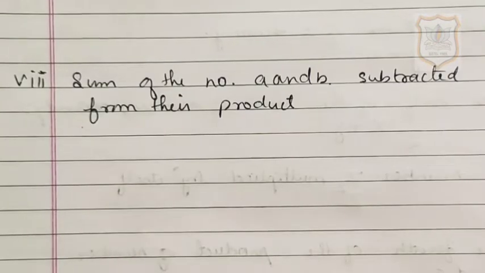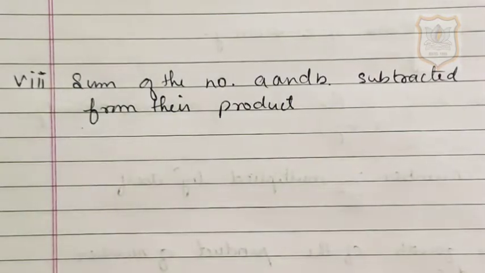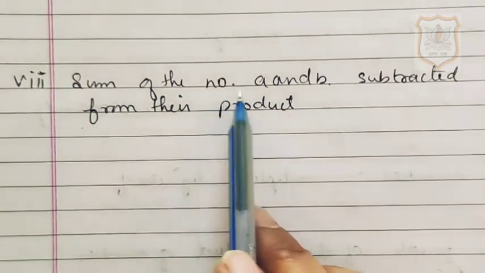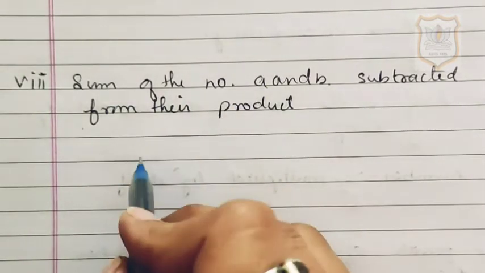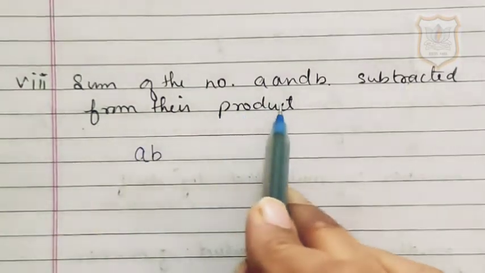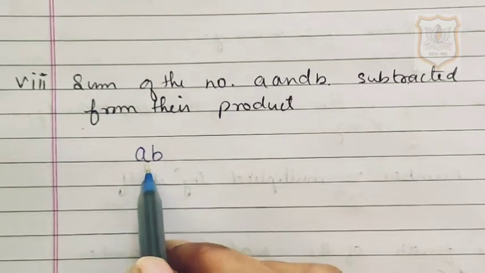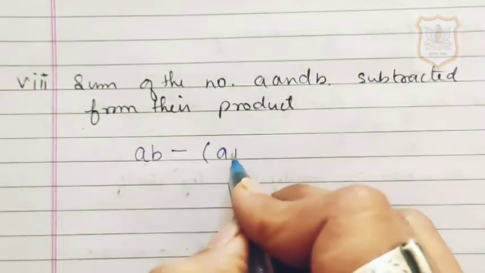Now students, 8th part of question number 1. Sum of the number a and b subtracted from their product. Here students, we have to subtract the sum of a and b from its product. Means we have to first find the product of a and b. So product of a and b will be ab. We have to subtract from their product. Means first we will write ab minus. Now sum of the number a and b will be a plus b.